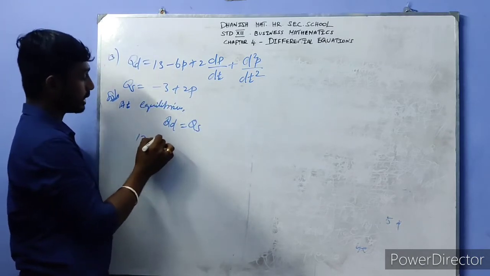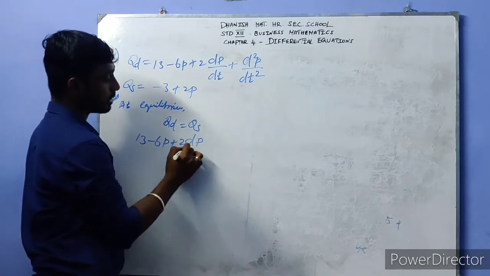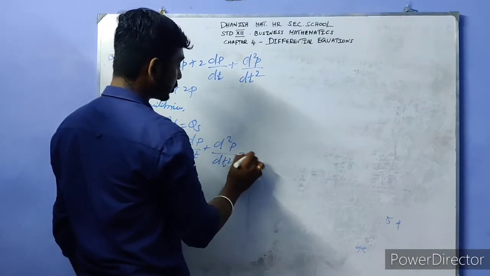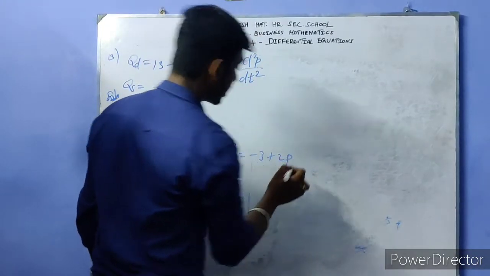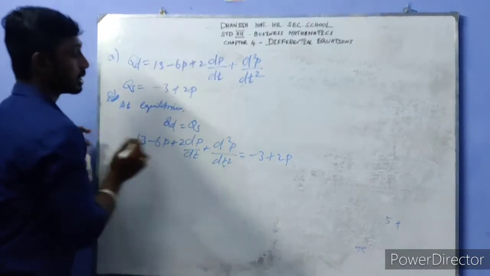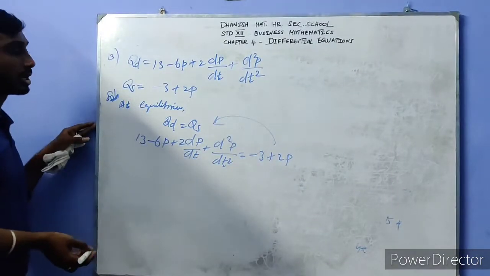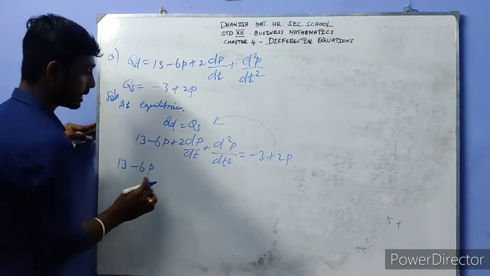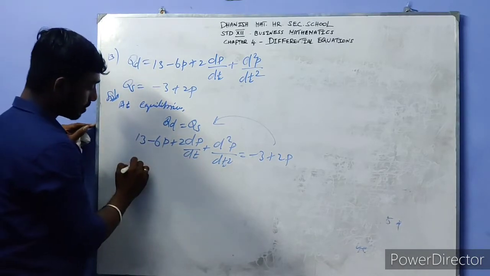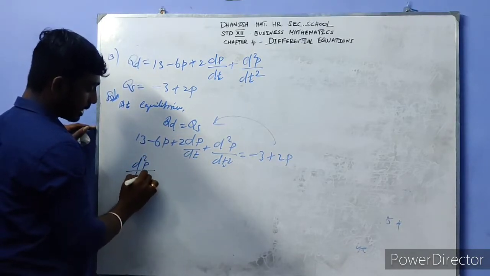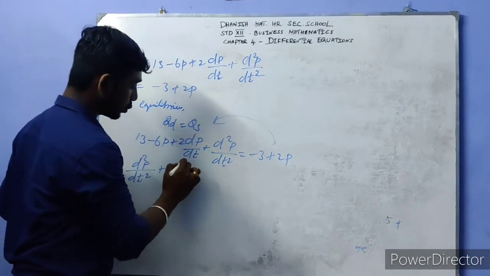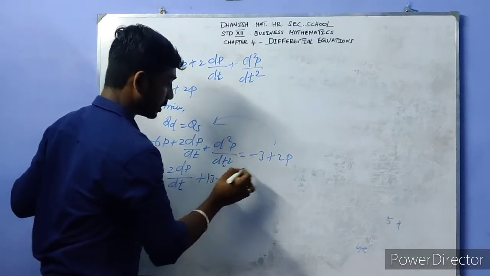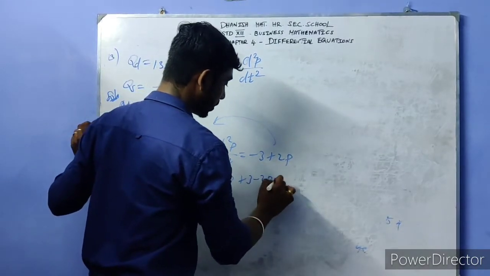What is the QD value? 13 minus 6p plus 2 dp divided by dt plus d square p divided by dt square equals minus 3 plus 2p. This whole value will become this side. You will be getting this one, 13 minus 6p. So first we write d square p divided by dt square plus 2 dp divided by dt plus 13 minus 6p. You will be getting plus 3 minus 2p equal to 0 here.